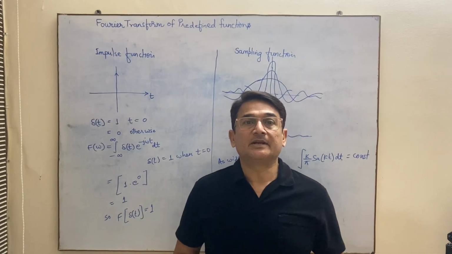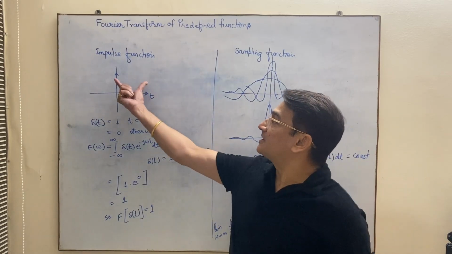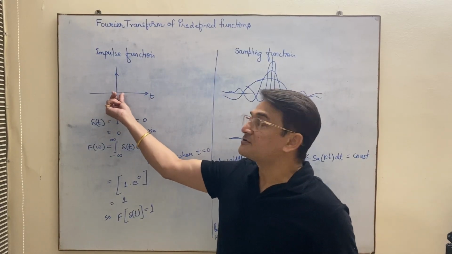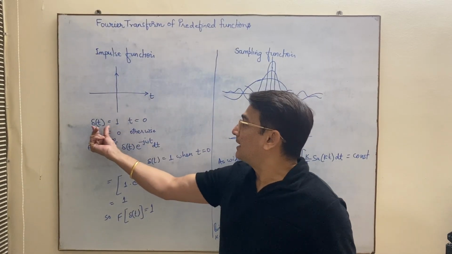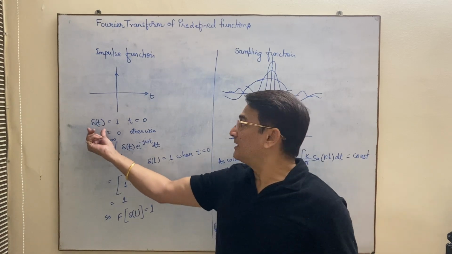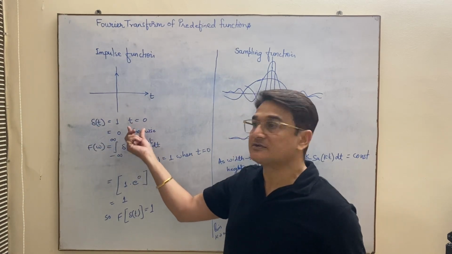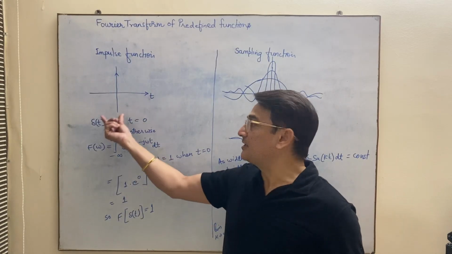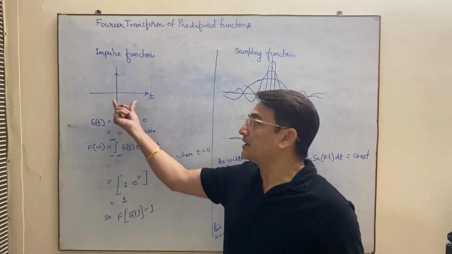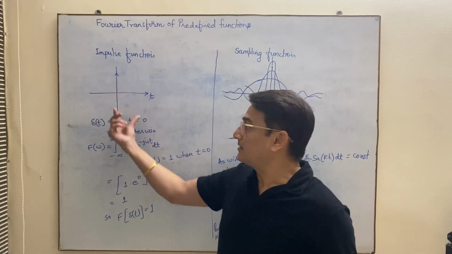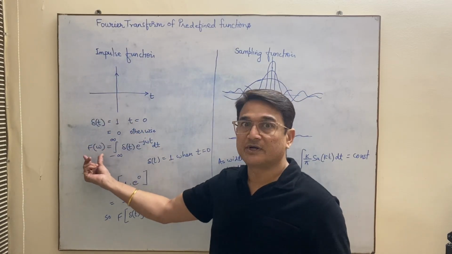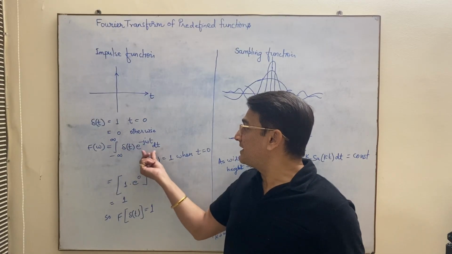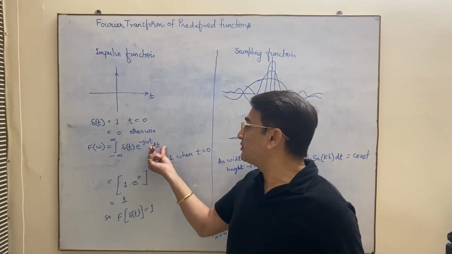Next function is an impulse function. Impulse function graphically is represented by something like this, which exists only at t equal to 0. And mathematically we can write it in this way: delta t is equal to 1 for t equal to 0 and it is 0 otherwise. That means except for t equal to 0, it will give the value 0 for all the values of t. So the formula for Fourier transform F omega is equal to integral from minus infinity to infinity of f of t e to the power minus j omega t dt.